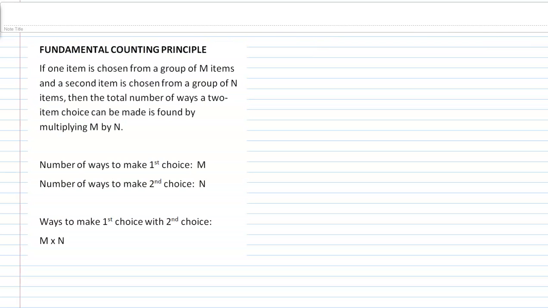In this video, we'll cover three concepts. First, we'll talk about the fundamental counting principle. Then we'll talk about two other ways to count events, and those ways are permutations and combinations. And we'll give examples of each of these so that you'll understand them. So the first thing you need to understand is something called the fundamental counting principle.